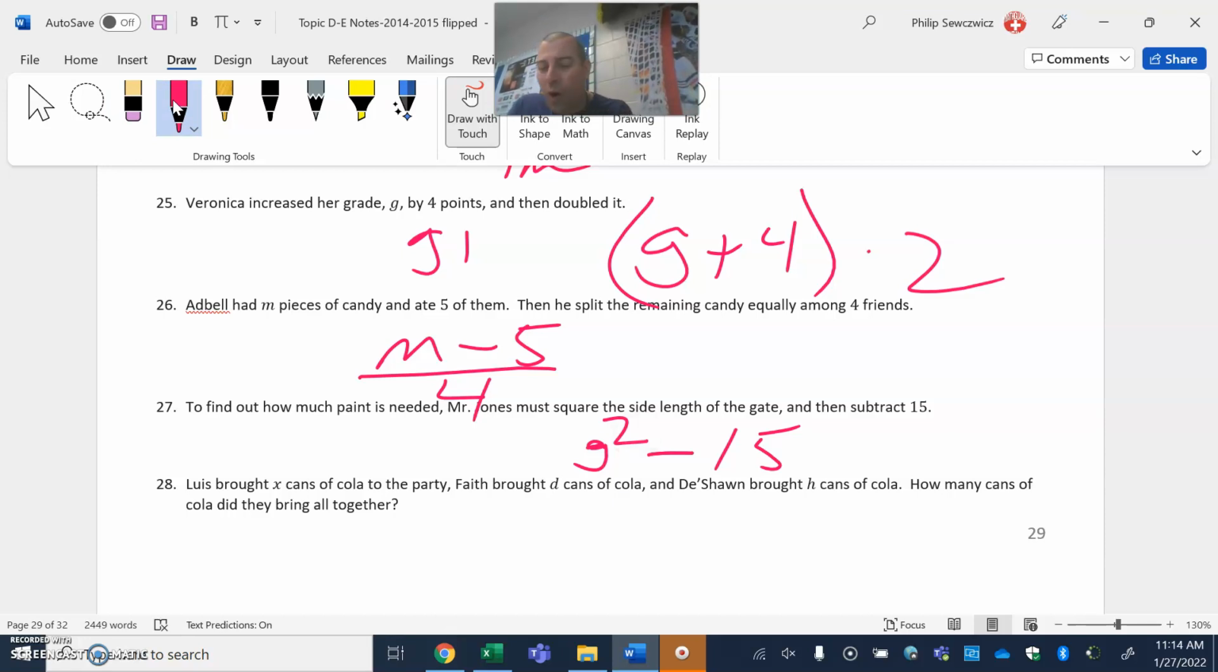All right, then we got one last one. Luis brought X cans of cola to the party, Faith brought D cans of cola, and Deshaun brought H cans. How many cans of cola did they bring all together? Well, all together means addition. Just addition would have been fine. So X plus D plus H, and we're set to go.